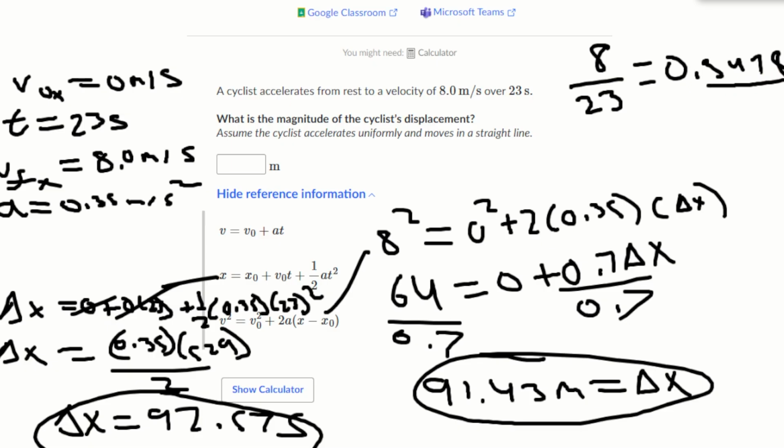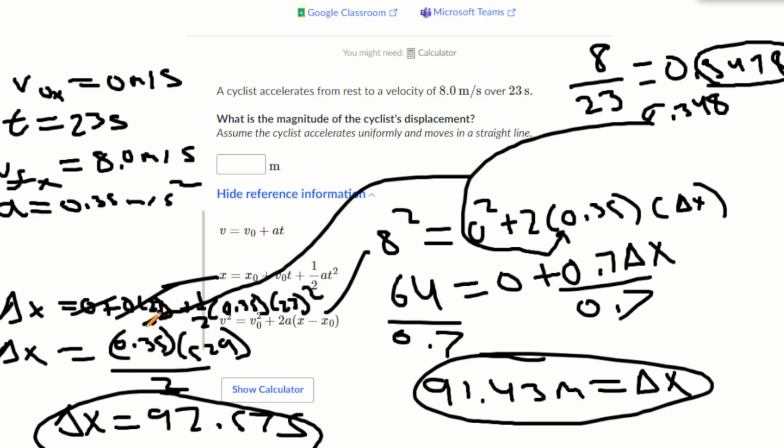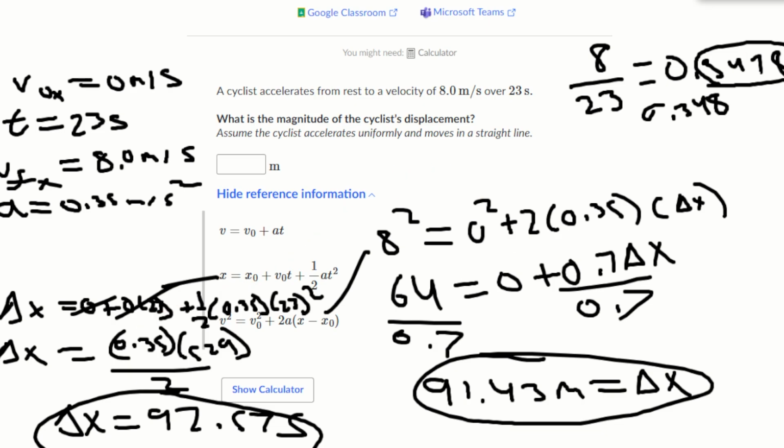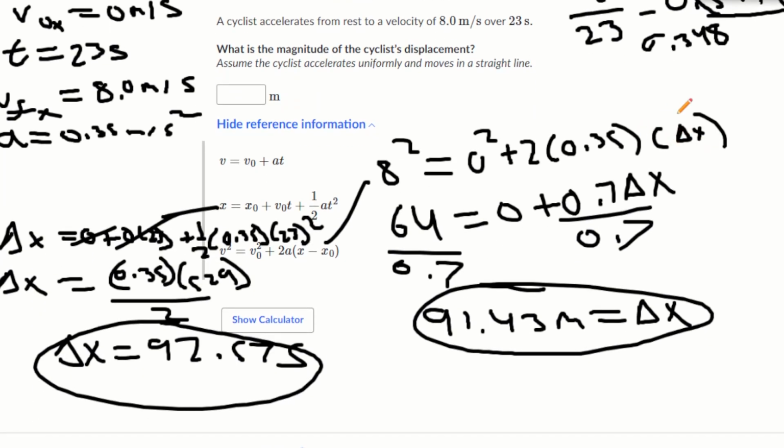Round it to 3. So here we would actually have 0.348. So let's try plugging that in. So 0.348 for 0.35, and then over here for our other 0.35. Doing that, our answer for this one would change to 91.954.